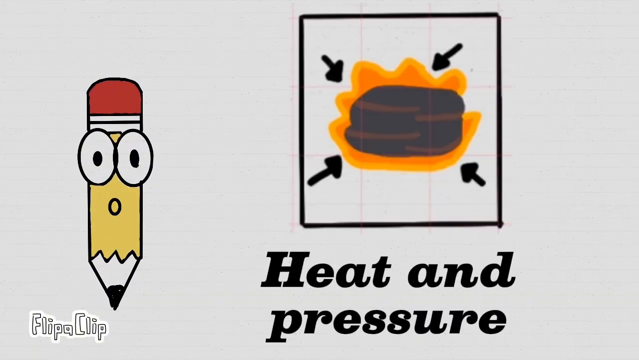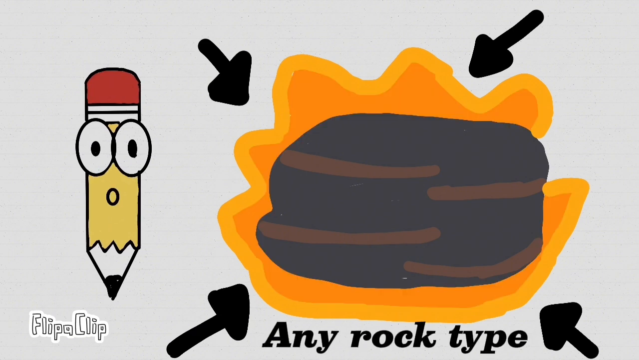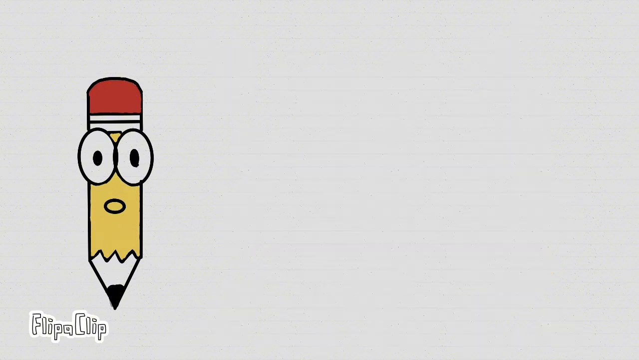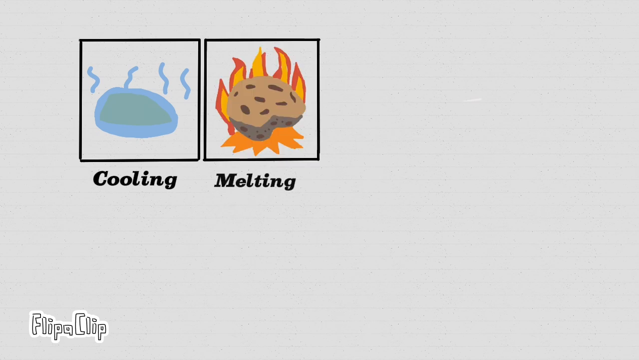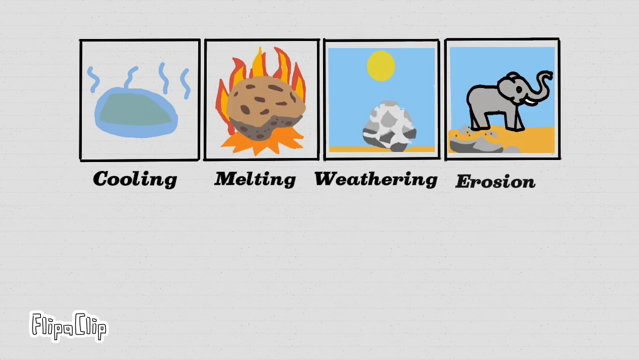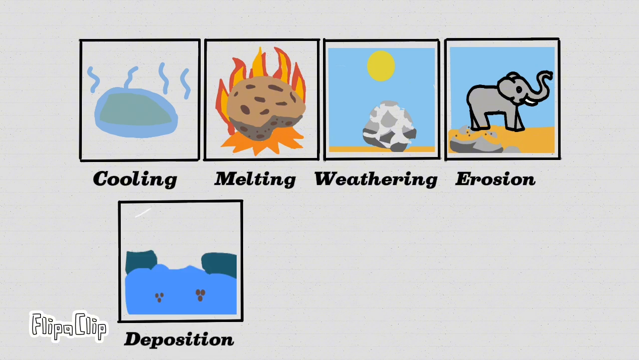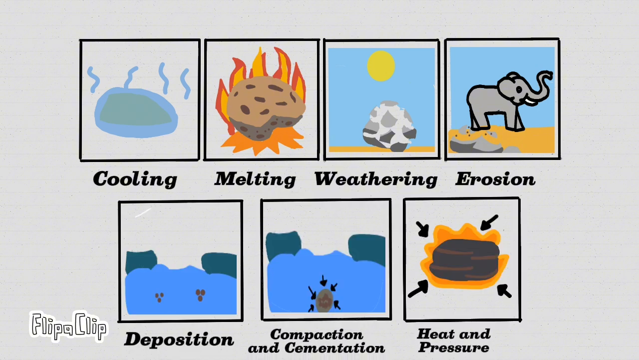Finally, let's discuss the heat and pressure. Heat and pressure is the geological process that changes the original or parent rock into a new metamorphic rock. Remember the 7 geological processes: cooling, melting, weathering, erosion, deposition, compaction and cementation, heat and pressure.